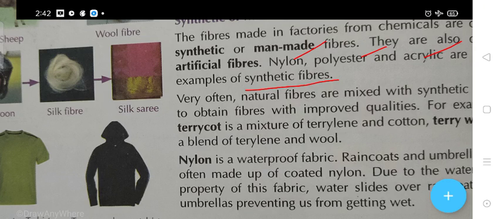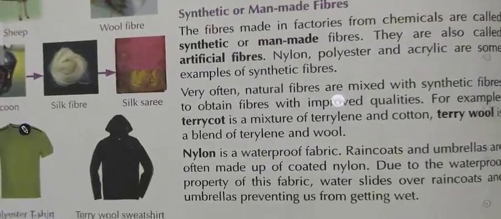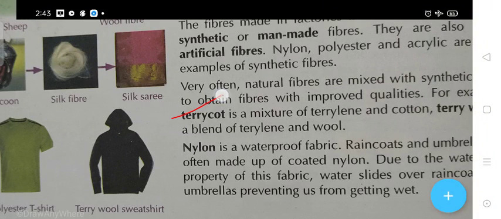Very often natural fibers are mixed with synthetic ones to obtain fibers with improved qualities. For example, terrycot is a mixture of terylene and cotton, and terrywool is a blend of terylene and wool. Nylon is a waterproof fabric. Raincoats and umbrellas often make use of coated nylon. Due to the water-repellent property of this fabric, water slides over raincoats and umbrellas, preventing us from getting wet. So students, here we discussed synthetic fibers, and examples are nylon, polyester, terrycot.